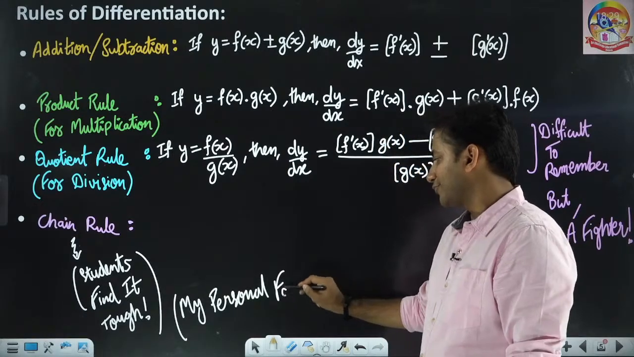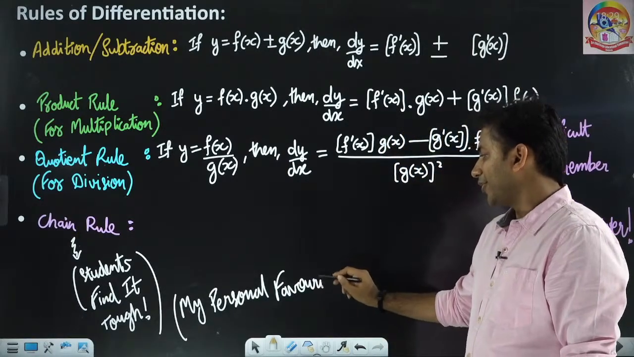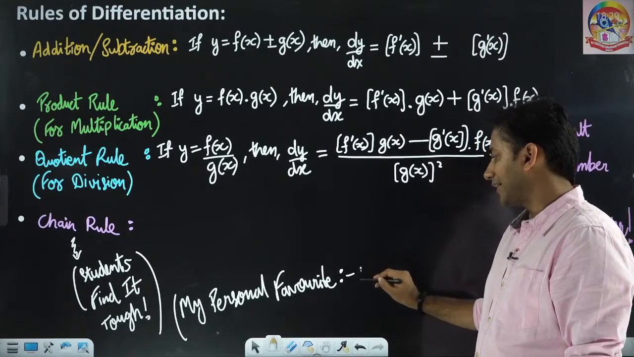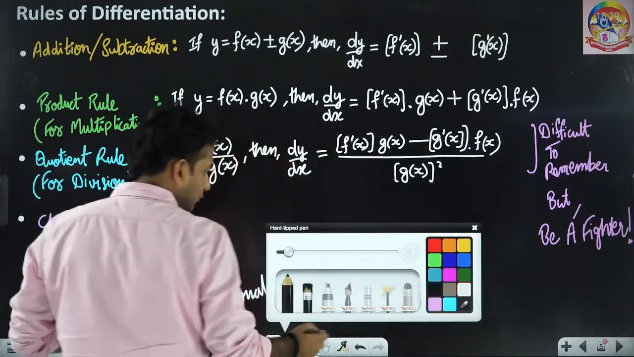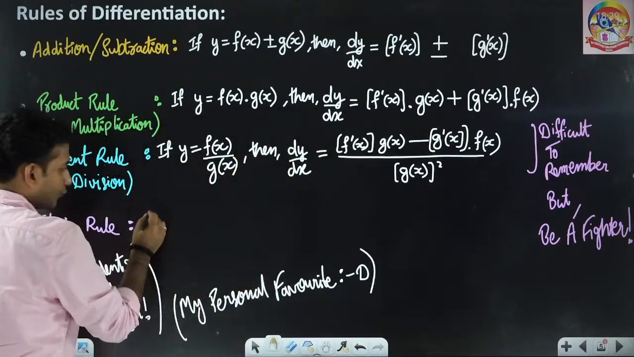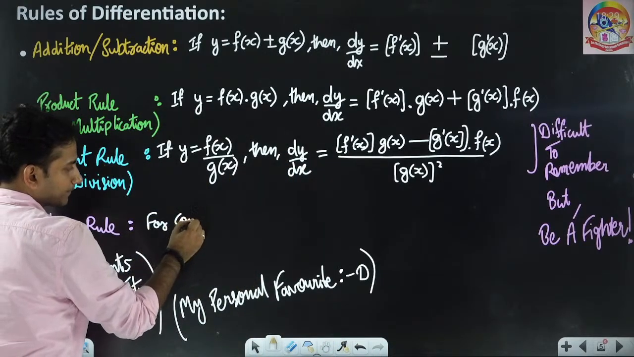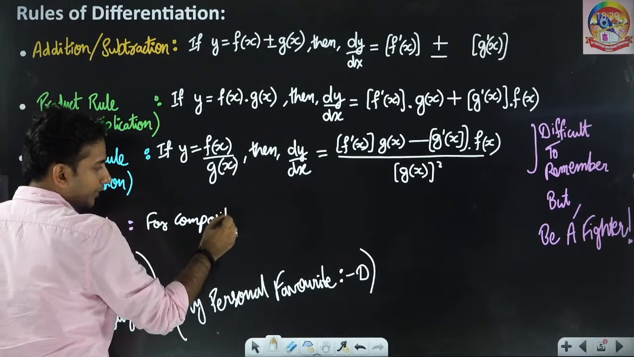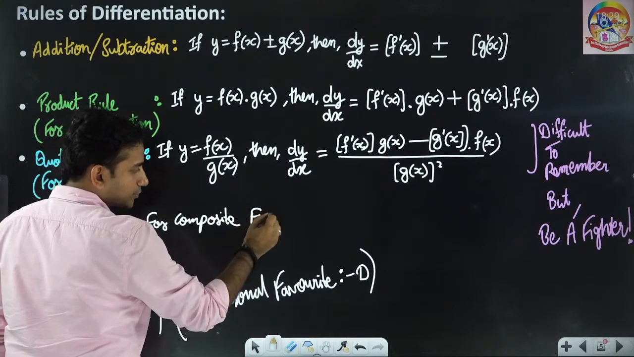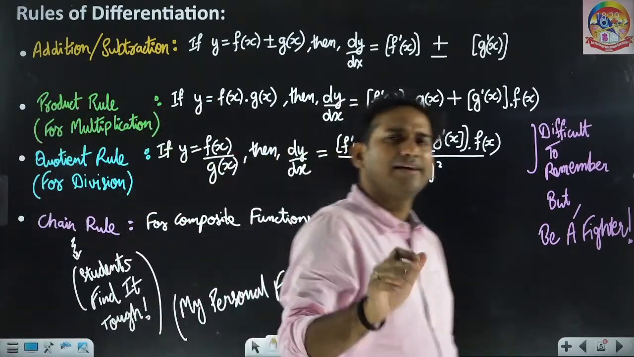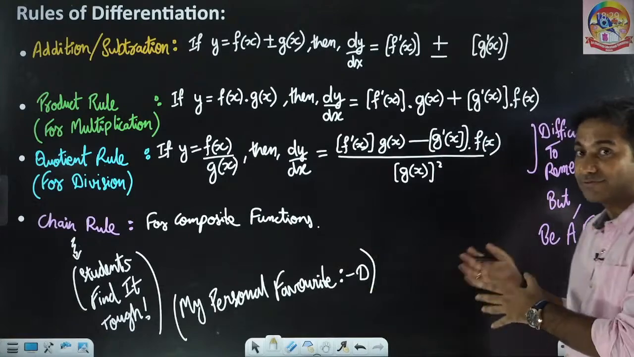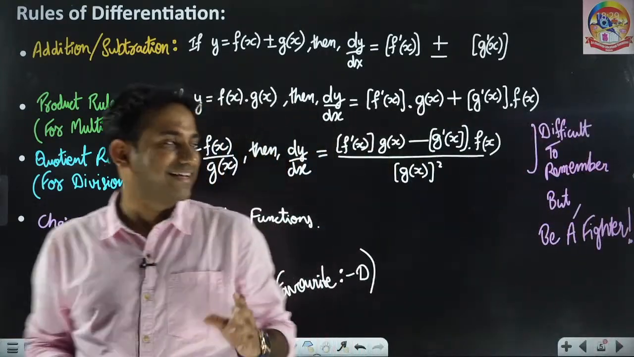Okay, so why is it my personal favorite? At the right time I will tell you why it's my personal favorite. It is used for composite functions, when one function is going inside another function, another is going inside another one, first inside the second, second inside the third, like that. Right now I'm not taking it, otherwise you will be fearing it, right?